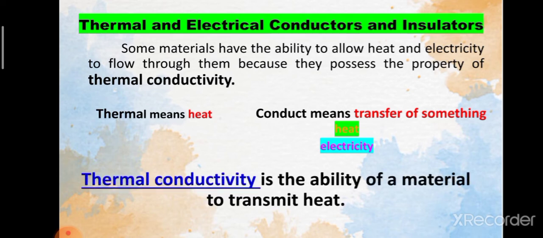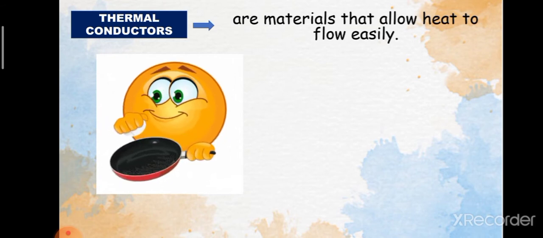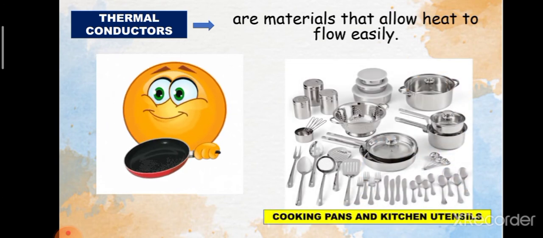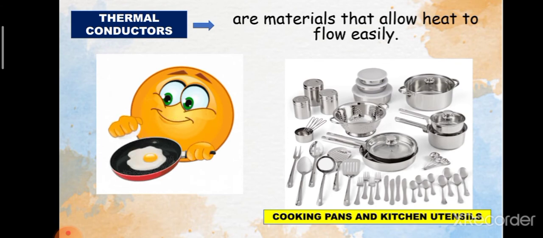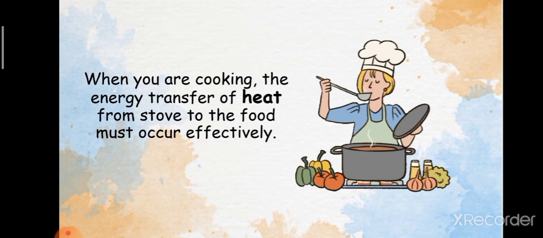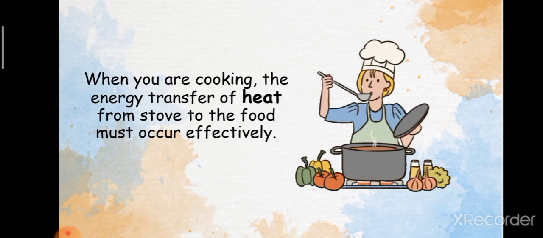So when we say thermal conductivity, it means the ability of a material to transmit heat. Metals in general possess this ability. Thermal conductors are materials that allow heat to flow easily. Metals are good conductors of heat. The heat can easily flow in them. Just like how our cooking pans are made, we are able to cook our food easily because the energy is passed quickly between the particles in most metals. When you are cooking, the energy transfer of heat from stove to the food must occur effectively.